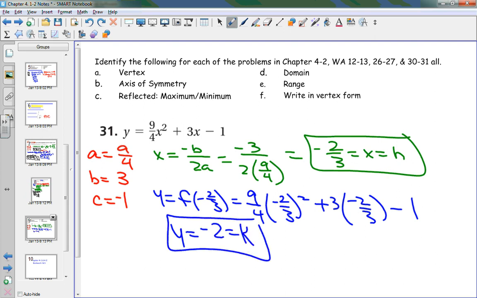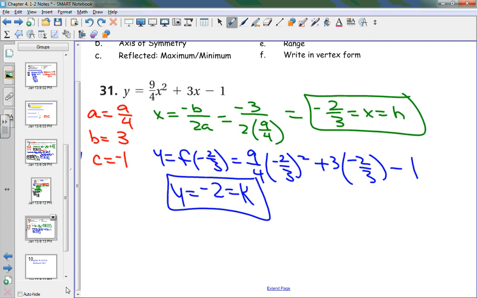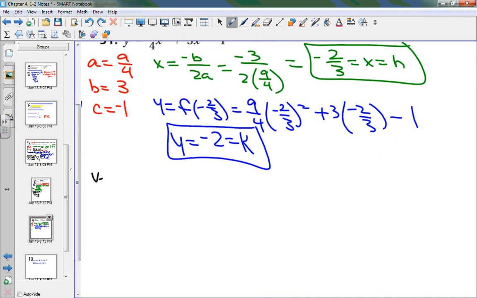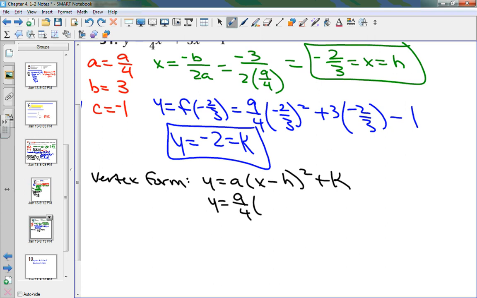So I come back over here, and I get that y is equal to negative 2, which is equal to the k value. So now that I found x and I found y, what should I locate first? Your vertex. I would do my vertex form. So my vertex form is going to be y is equal to a times x minus h squared plus k. So what was a? 9 over 4 times x minus, what's h? Negative 2/3. What's negative 2/3 turn into? Positive 2/3 squared, and k is going to be minus 2.